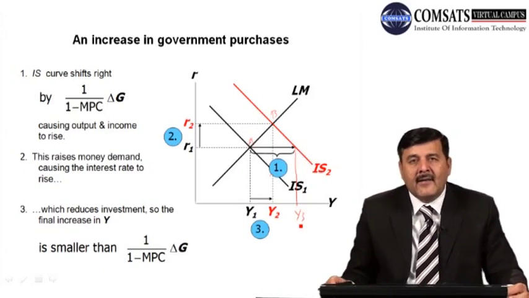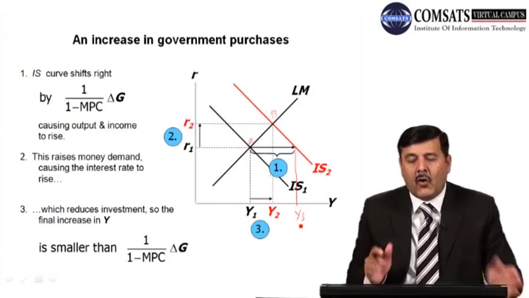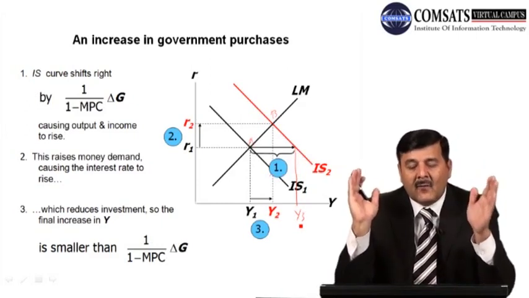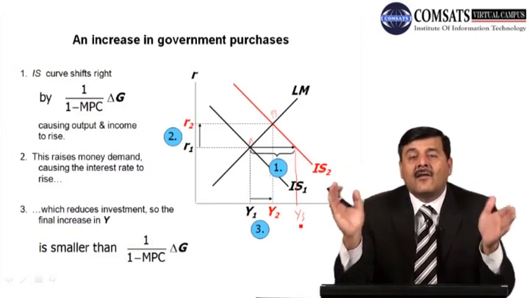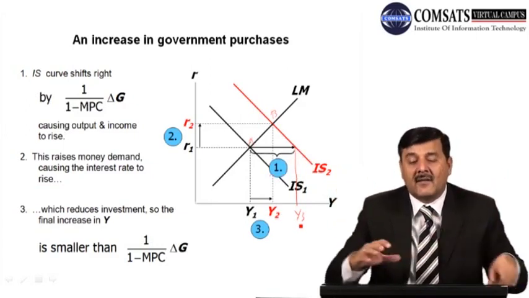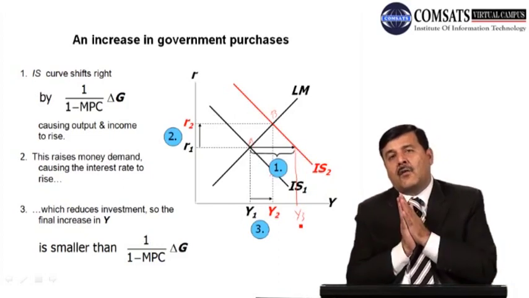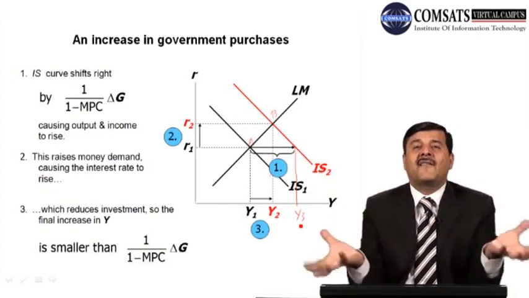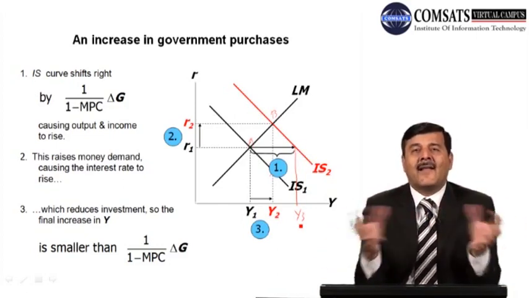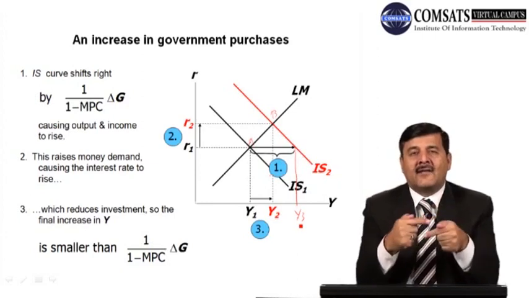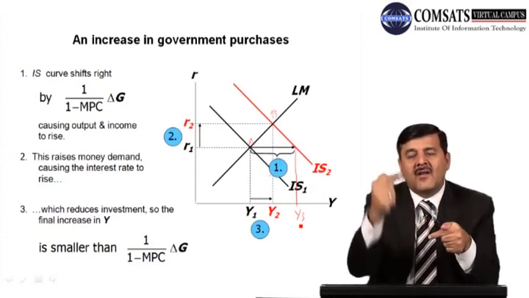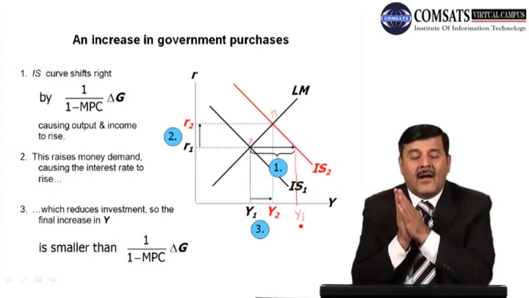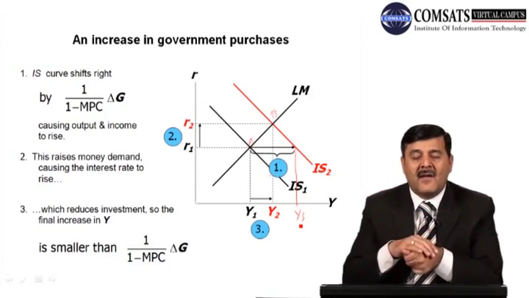At this point the interest rate is R2 and income is Y2, which reduces investment. So the final increase in Y is smaller than the initial increase in Y due to the change in government purchases. The point is that the initial change in income from government purchases was much larger than the final change when we combine IS and LM together, and the new IS curve intersects the existing LM curve at point B. So that increase in income is smaller than the increase by 1/(1 minus MPC) times delta G.